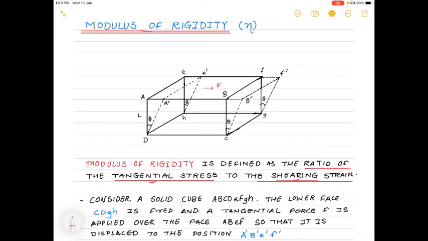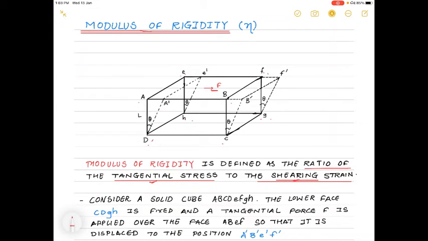Now as you can see in the diagram, we have to consider a solid cube. That cube has the vertices A, B, E, F and C, D, H, G. The lower face of the cube, that is C, D, G, H, is fixed, and a tangential force F is applied on the upper face of the cube, which is A, B, E, F.